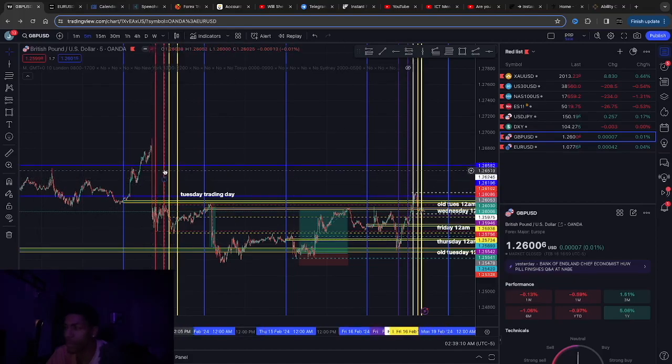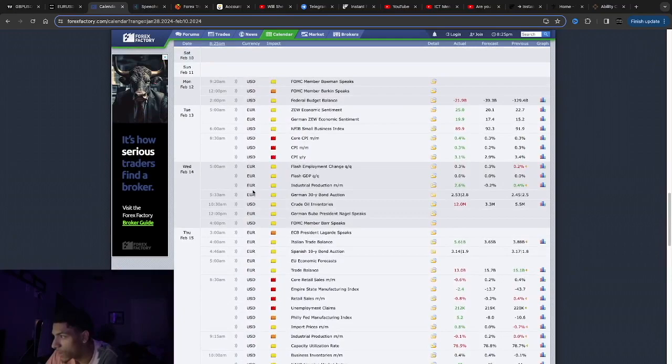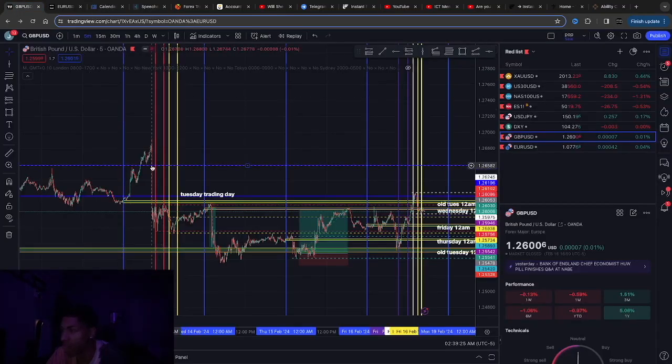I believe this is a news trading day. What was that? The Tuesday? Yep. What was that? CPI. Yep, it was CPI. So CPI caused that drop.